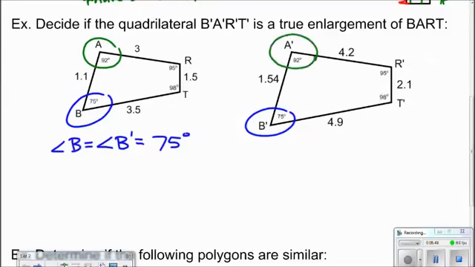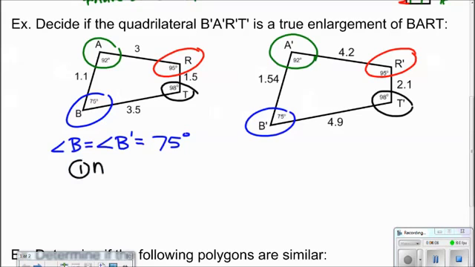When we look at A and A prime, they are corresponding angles and they are equal. R and R prime are the same angle and they are corresponding angles, and T and T prime. So all of the angles fit in order for these polygons to be similar. However, just having similar angles is not enough.